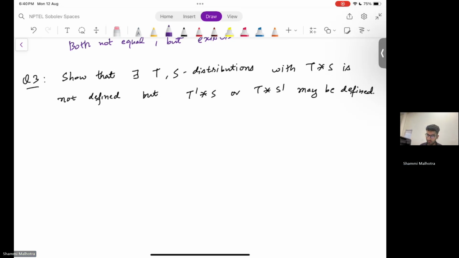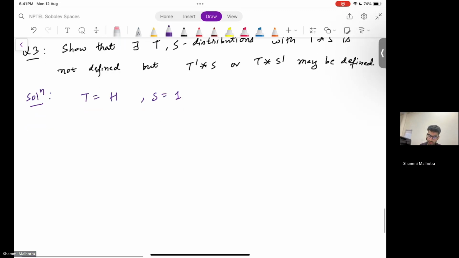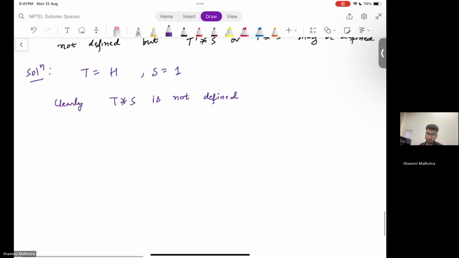So let me write. So let us see this. I will take my T to be the Heaviside function, and S to be the function generated by one, the identity function, and it is clear that T convolution S is not defined, because if you convolve with phi, it's not well defined: phi convolved with one will give you the integration of phi, and then that integration over the Heaviside function from 0 to infinity is not finite.